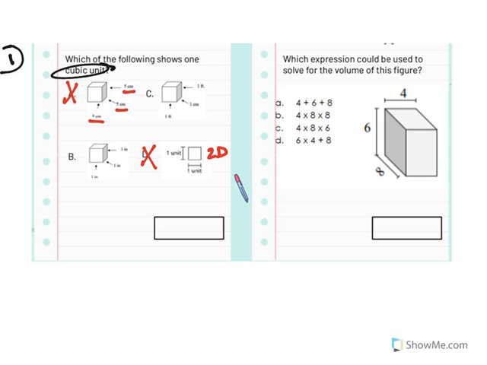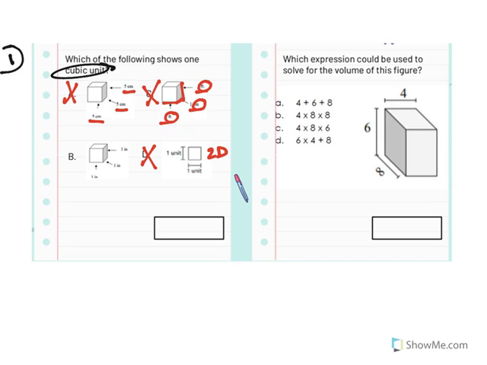When I look at C, I see we have 1 foot, 1 centimeter, and 1 foot. This time they did use the correct number, 1, but their units aren't all the same. 2 of them are in feet, 1 of them is in centimeters, so that's what makes this incorrect. They have to be the same units.